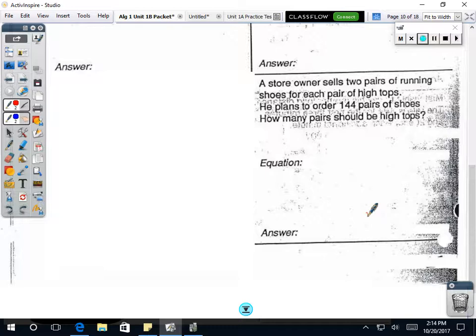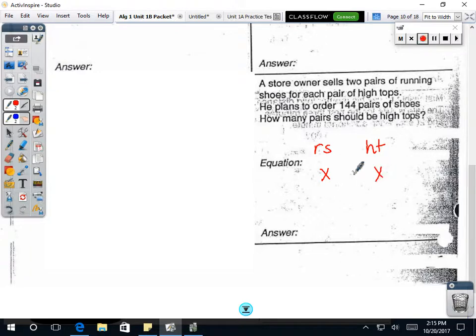So, what do they mean by that? Okay, for every pair of high tops he's selling 2 pair of running shoes. If he sold 5 pair of high tops that day, how many pairs of running shoes? 10. Okay, he's selling double the amount of running shoes that he is high tops. Right now, do we know how many running shoes are sold at all? No, so it's unknown. Do we know how many high tops are sold at all?